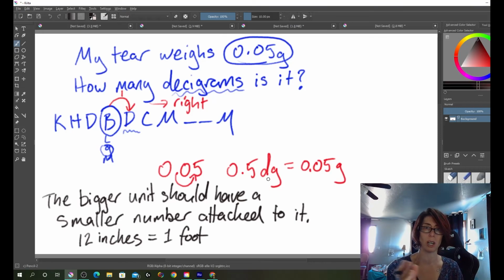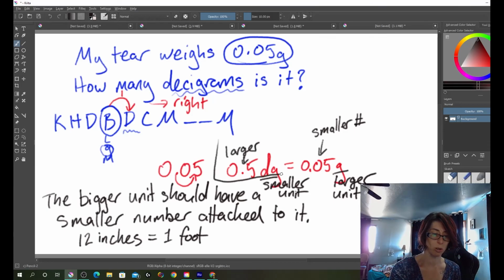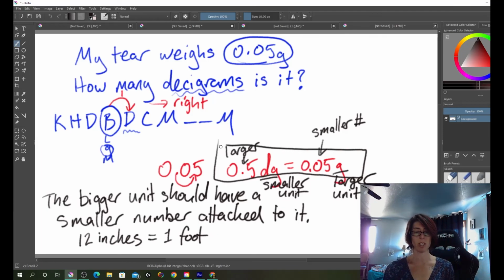So in this metric conversion that I just did here, decigrams is smaller and grams is larger, so it has the smaller number. So the larger unit has the smaller number. The smaller unit has the larger number. You end up with this equivalency, right? Where you have 0.5 decigrams equals 0.05 grams. Make sure that the larger unit has the smaller number attached to it.